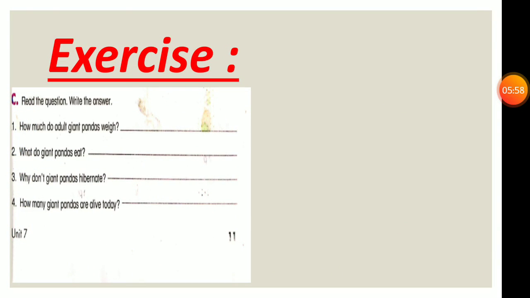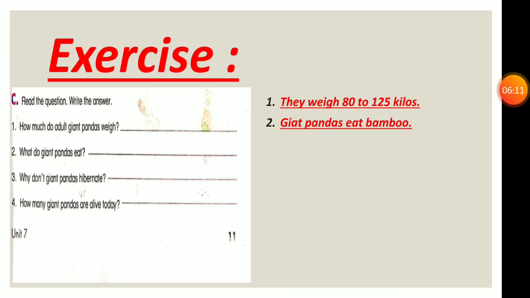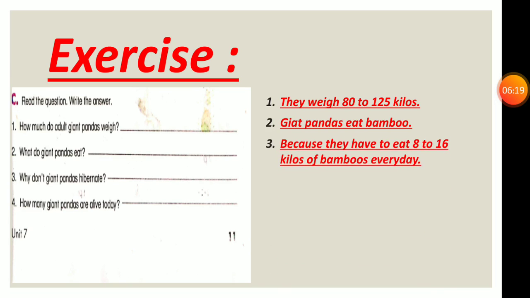Let's see this exercise. From this passage, how much do adult giant pandas weigh? They weigh from 80 to 125 kilos. What do giant pandas eat? Giant pandas eat bamboo. Why don't giant pandas hibernate? Because they have to eat 8 to 16 kilos of bamboo every day. How many giant pandas are alive today? Around 700 to 1,000 pandas are alive today.